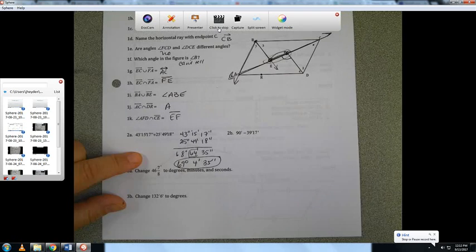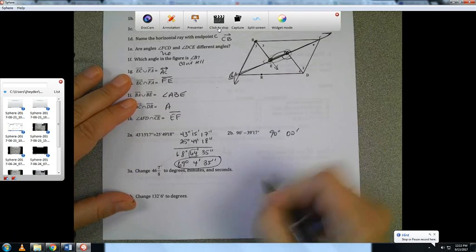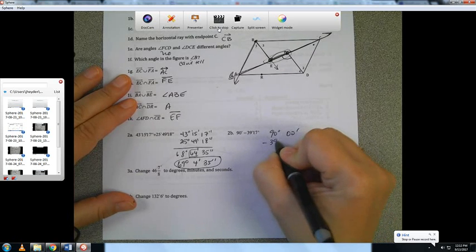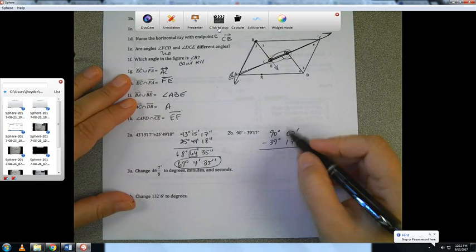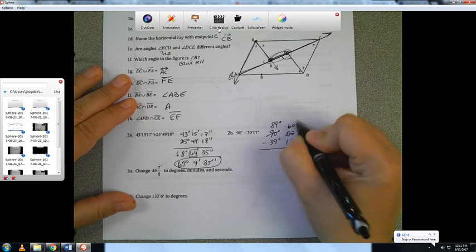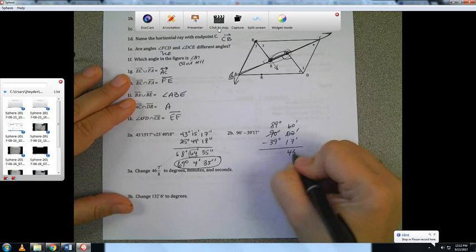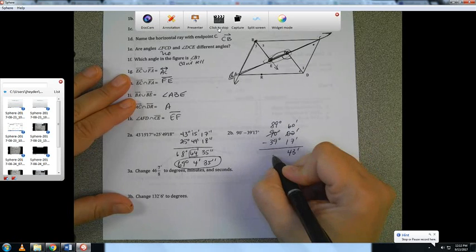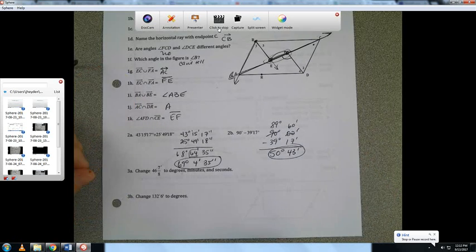90 minus 39 degrees 17 minutes. 90 degrees, 0 minutes here, minus 39 and 17. I'm going to have to borrow a degree here, so I'm going to change that to 89 degrees and change that to 60 minutes. 60 minus 17 is 43 minutes. 89 minus 39 is 50. So there's that answer there.